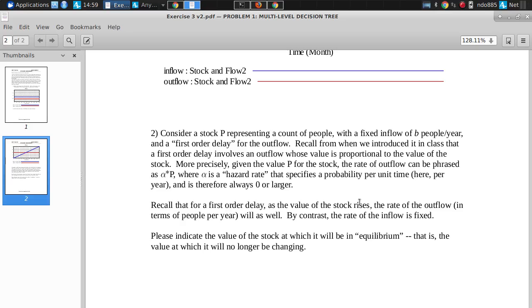Inflow is greater than the outflow, so what's going to happen to the stock? It's going to rise. The outflow of the stock is alpha times P. P is 0, so alpha times P is 0. We have 10 people come in per day, none going out per day, so the stock's going to rise. And what's going to happen over time to that stock? Is it going to just rise linearly?